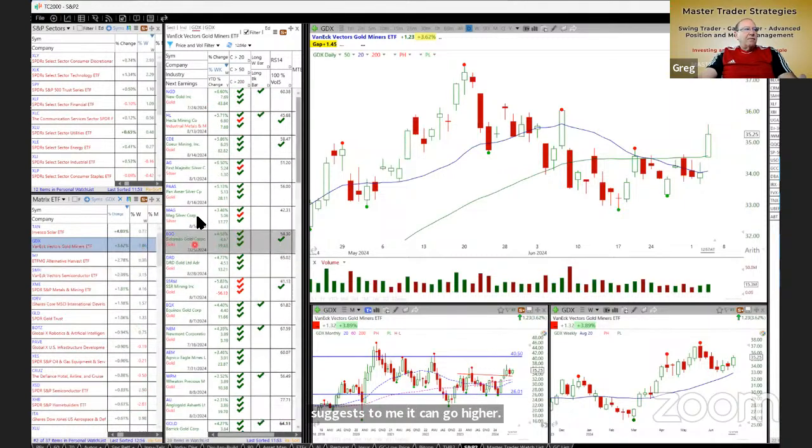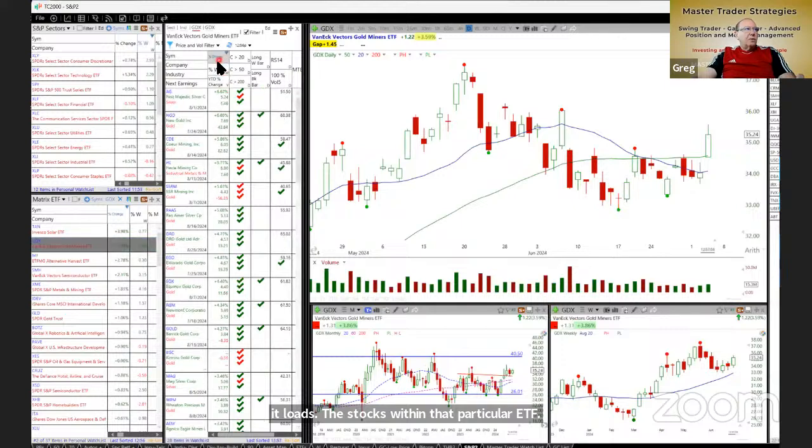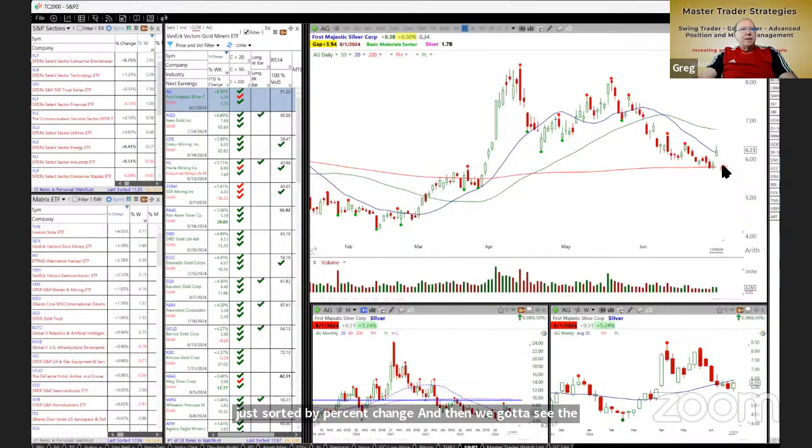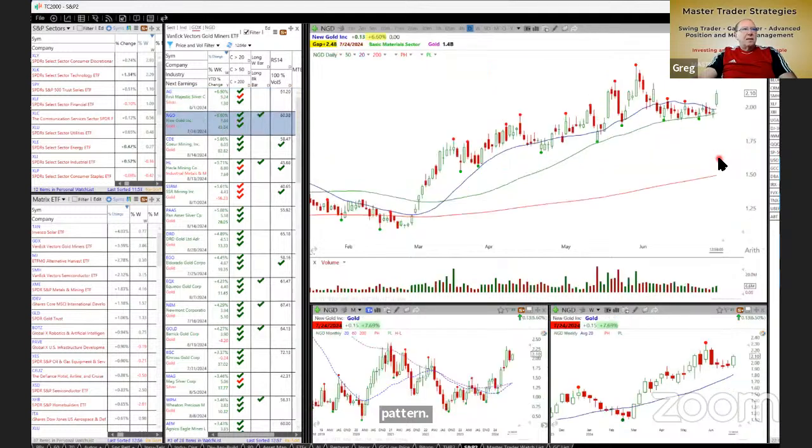Now, here are the stocks. When I click any of this, it loads the stocks within that particular ETF in this minder. And I can start looking through these and just say, well, what's the strongest one today? Just sort it by percent change. And then we got to see the pattern. It's gapping up from a pretty big decline. I'm not really interested in that.